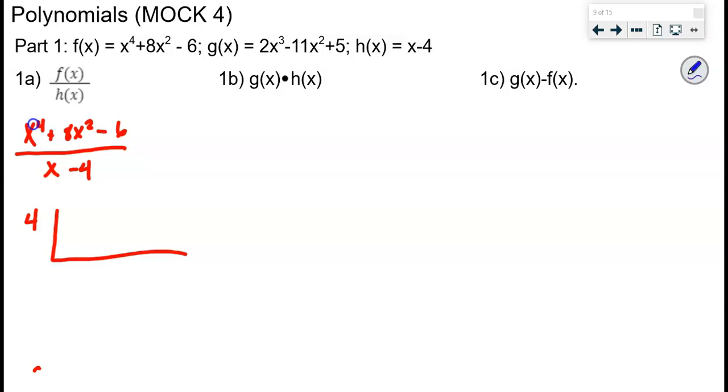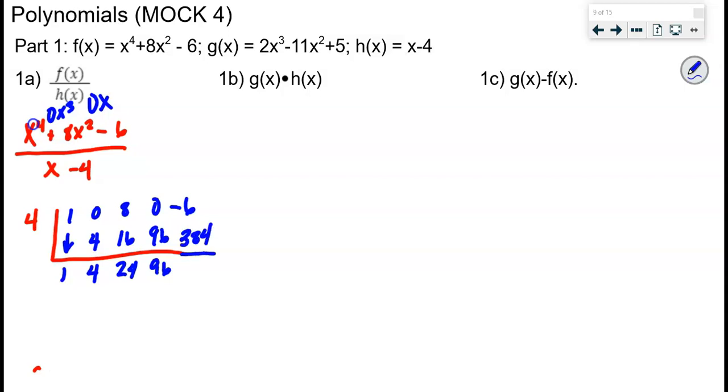Now, I also want to check and make sure I have all my terms, and I notice that I don't have an x to the third, and I don't have an x to the first, right? So when I write this, I'm going to write 1, 0, 8, 0, and negative 6, okay? So remember, we're going to bring down this 1, and then we're going to multiply 4 times 1. Then we're going to add the 0 to 4. That's 4. We're going to multiply 4 times 4. That's 16. 16 plus 8 is 24. 4 times 24 is 96. 0 plus 96 is 96. 4 times 96 is 384. And then we're adding that to negative 6, so we get 378.